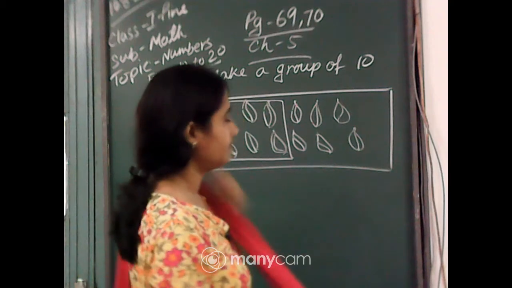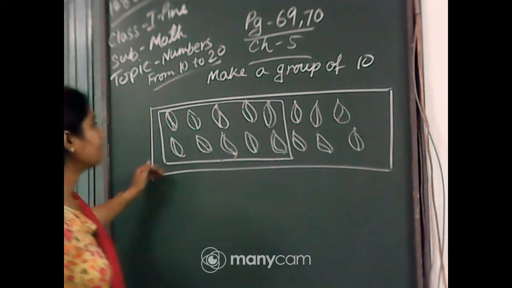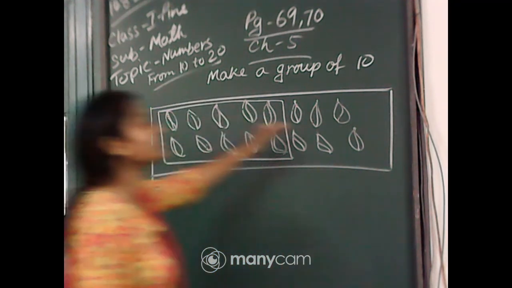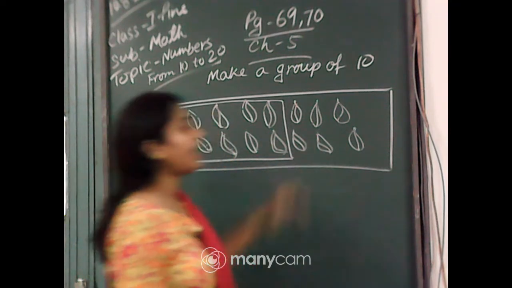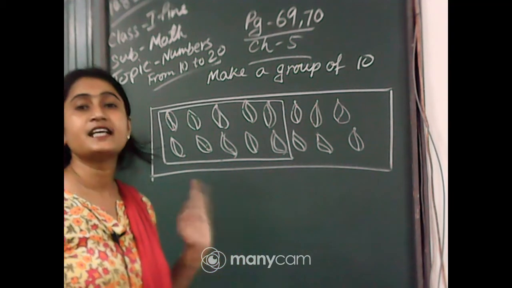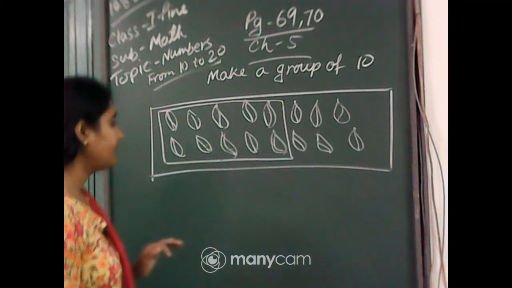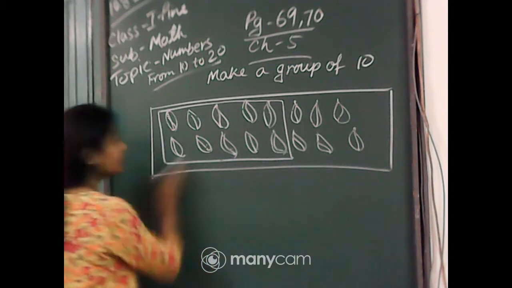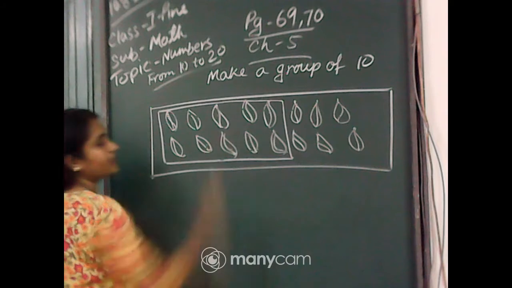Oh, Adrija. Okay, beta Adrija. Now 1 ten and 6 ones. 1 ten and 6 ones makes 16. Okay. Now next. Look, from here we can count the number very easily.